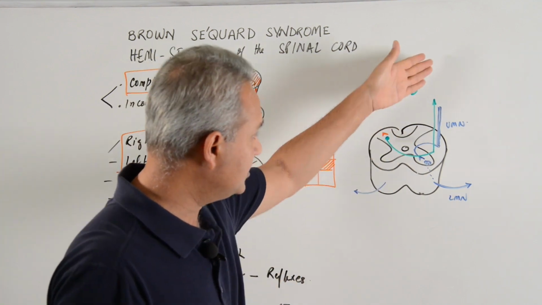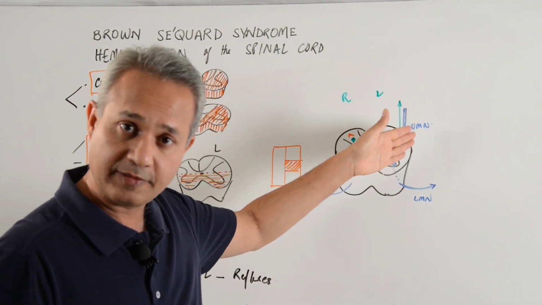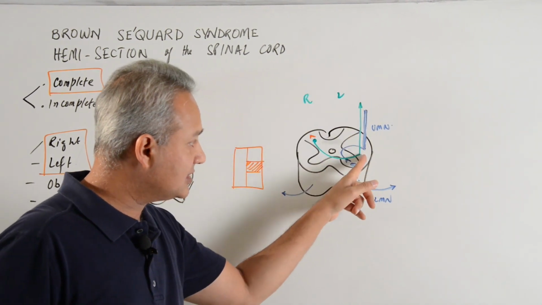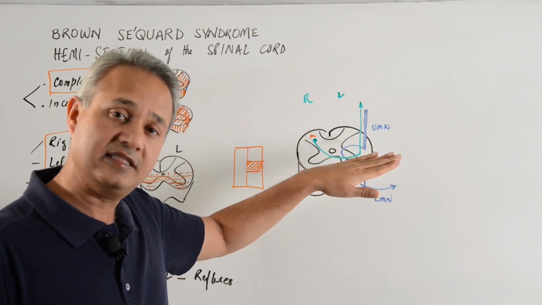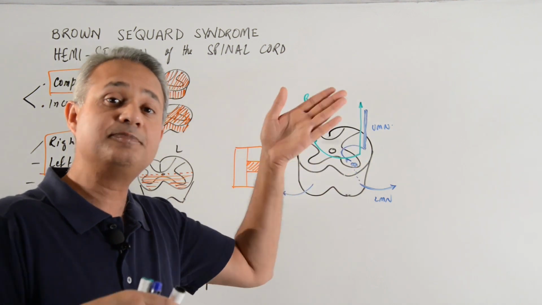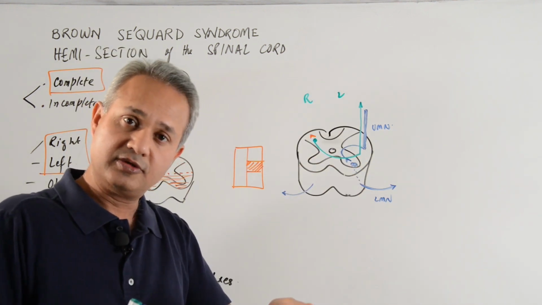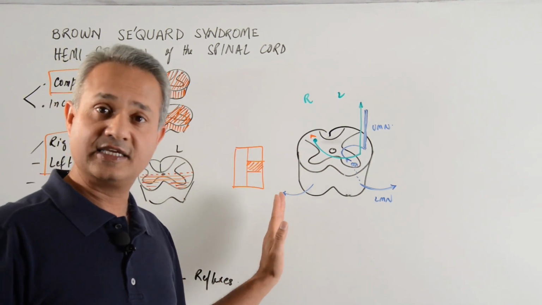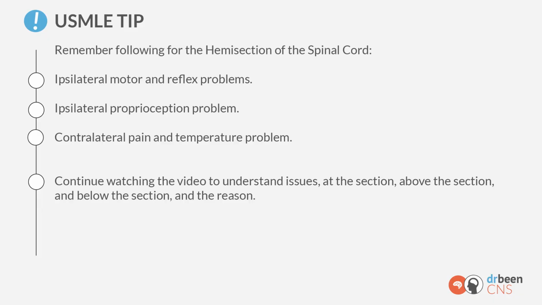On the other hand, if you see the descending fibers, the motor fibers, when these are coming down, these fibers are coming down on the same side and got involved in the injury on the same side. So ipsilateral motor problem, contralateral sensory problem.